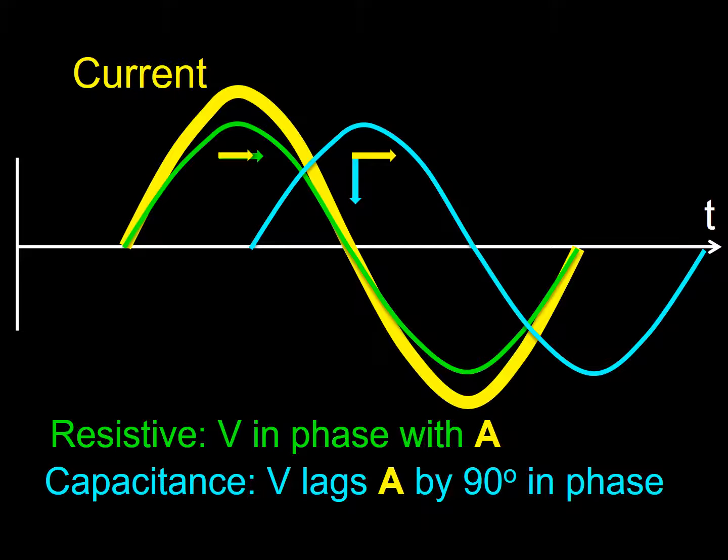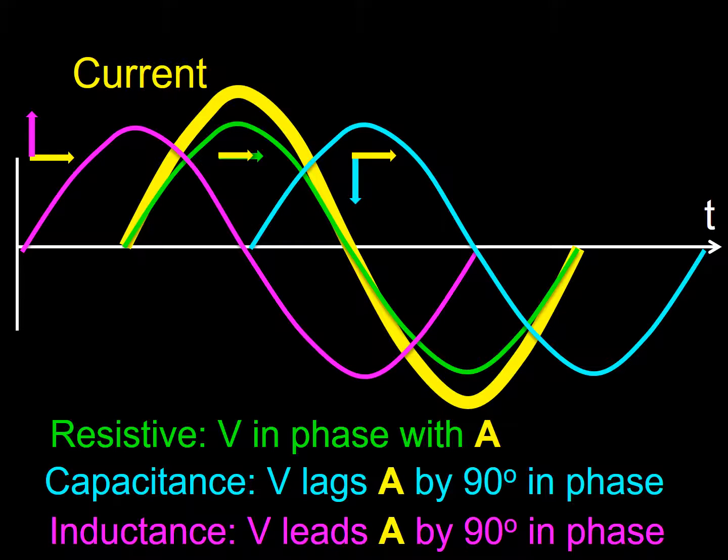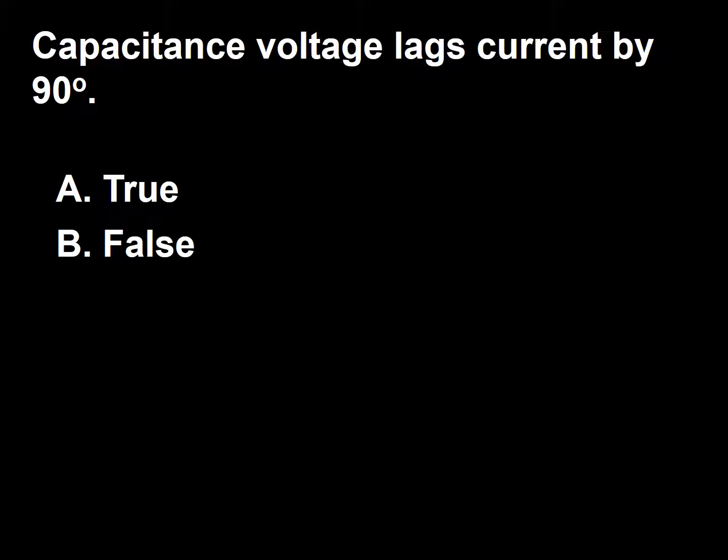Voltage lags current by about 90 degrees in this situation. The magenta sine wave represents voltage as a function of induction. Voltage leads current by 90 degrees as a function of induction. So the answer to this question is true.